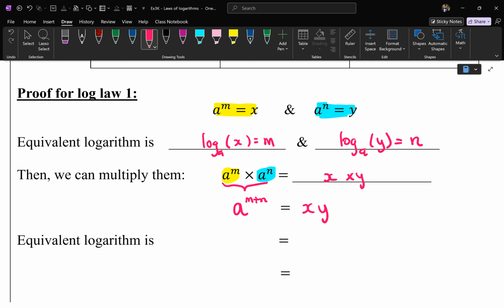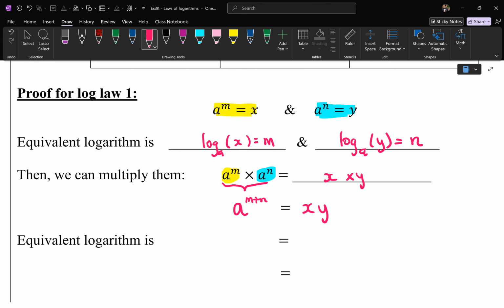Now, whatever x times y is, I don't care. It's a number. This is A to the power of m plus n. Now, can you see how it's very similar to what we just did? If I asked you now, can you convert this to a logarithmic expression? What would it be in this next line? Just like you did over here. What would this one be now? Have a go. Put up your hand if you got the answer.